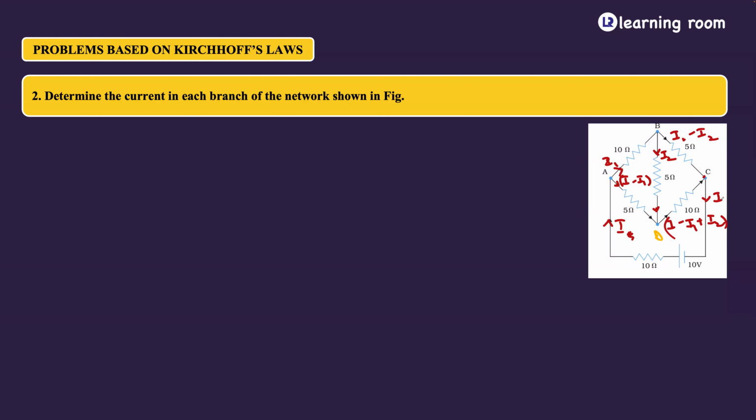So having said this, if you look at this problem, if I take the loop, what is the loop we can take? If I take the loop A, B, B, A. A to B is minus 10 into I1. When I go from B to B, minus 5 into I2. When I go from B to A, plus 5 into... everything together should be 0.